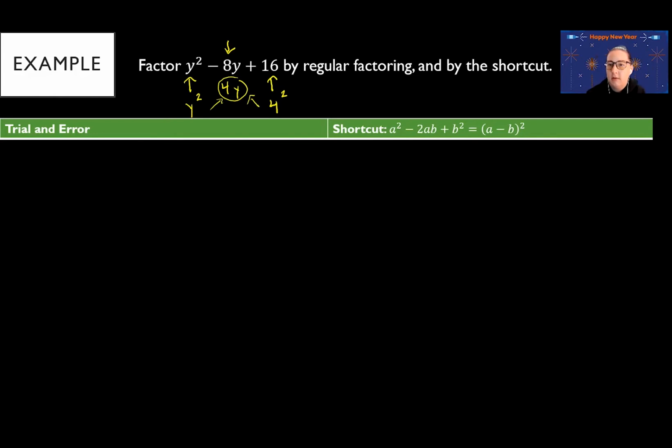So this is a perfect square trinomial, and we can use our shortcut, but we'll first do it by trial and error to go through the process. So we've got y squared minus 8y plus 16. And with the trial and error, you set up your two sets of parentheses. And then the first parts of the parentheses need to multiply to y squared. So that's always going to be y times y, or x times x, whatever your variable is.